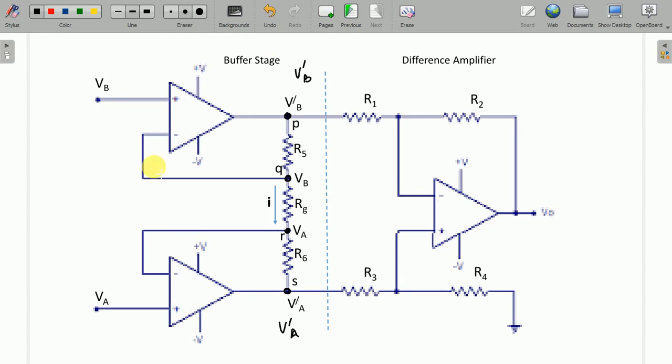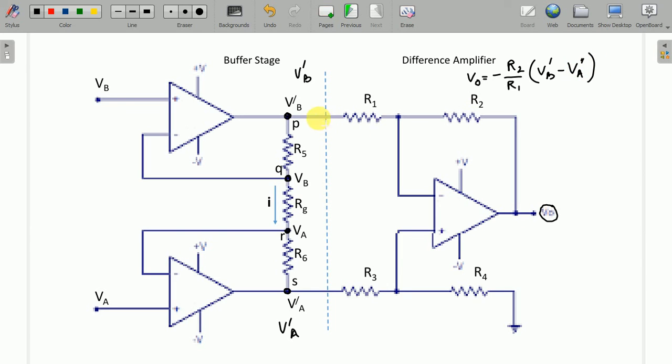first what we do is, we know that the output of the difference amplifier, this output is given by VO, that is equal to minus R2 by R1 multiplied by VB dash minus VA dash.